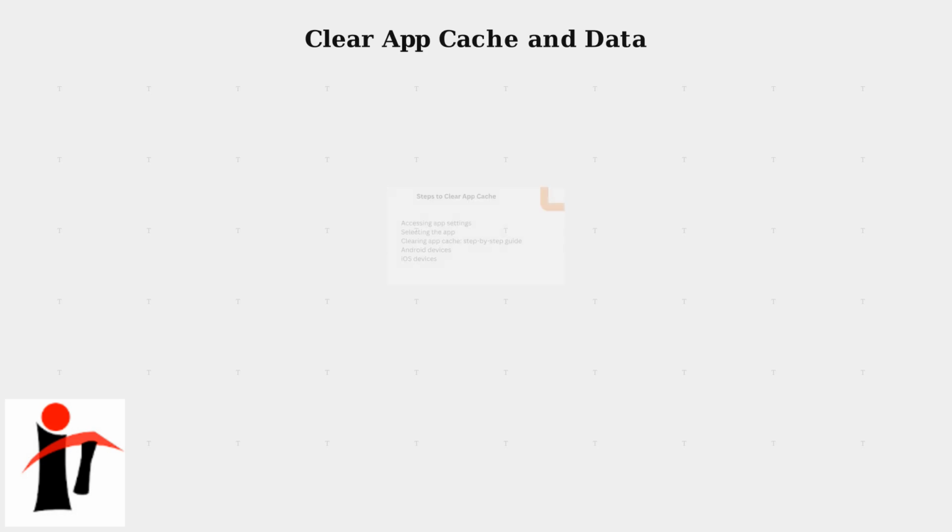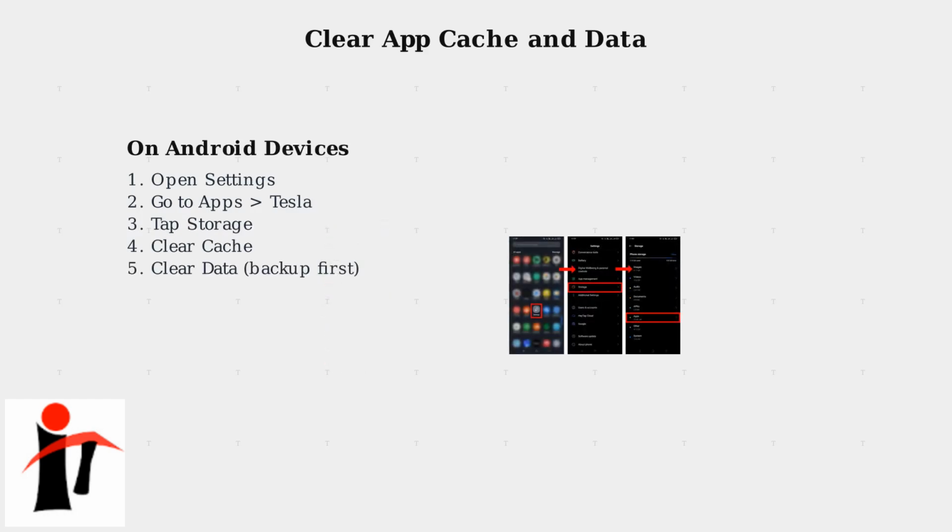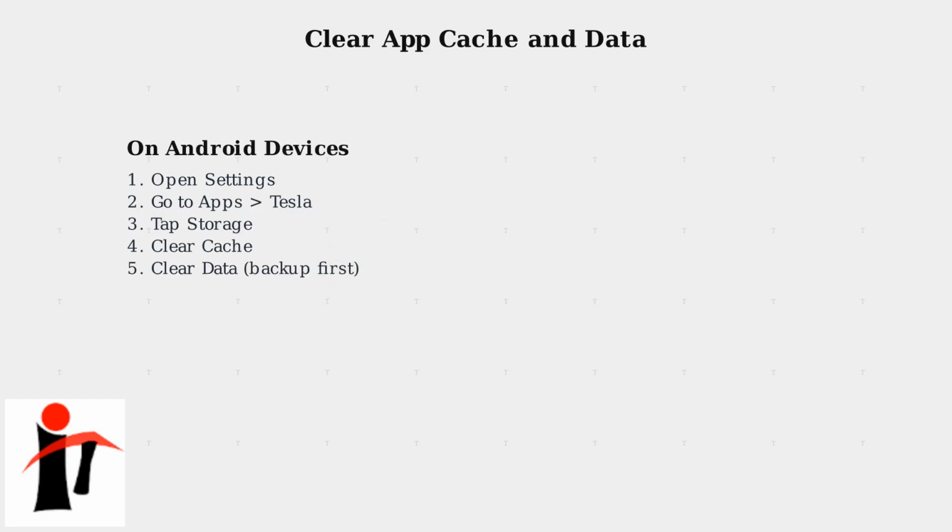Clearing the app's cache and data can resolve corrupted data issues that prevent charge stats and energy information from displaying properly. On Android devices, navigate to Settings, then Apps, select Tesla, tap Storage, and choose Clear Cache followed by Clear Data. Remember to back up any important settings first, as clearing data will reset the app.